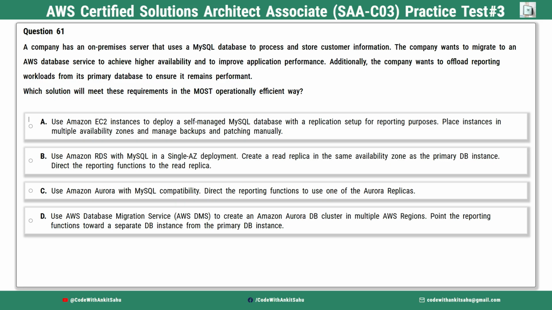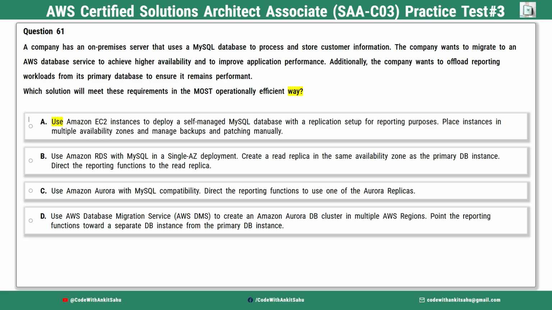Question 61. A company has an on-premises server that uses a MySQL database to process and store customer information. The company wants to migrate to an AWS database service to achieve higher availability and to improve application performance. Additionally, the company wants to offload reporting workloads from its primary database to ensure it remains performant. Which solution will meet these requirements in the most operationally efficient way?